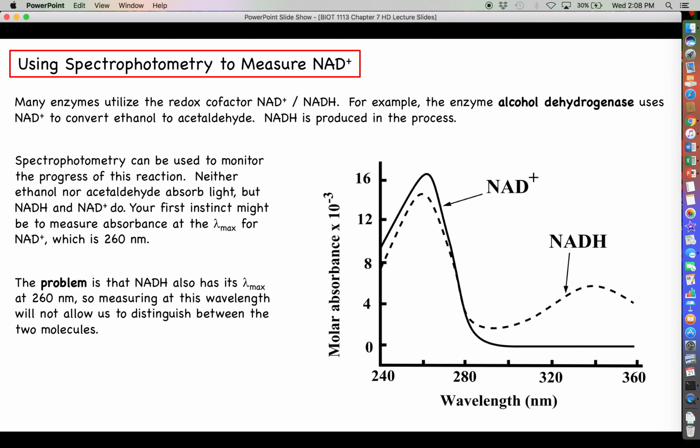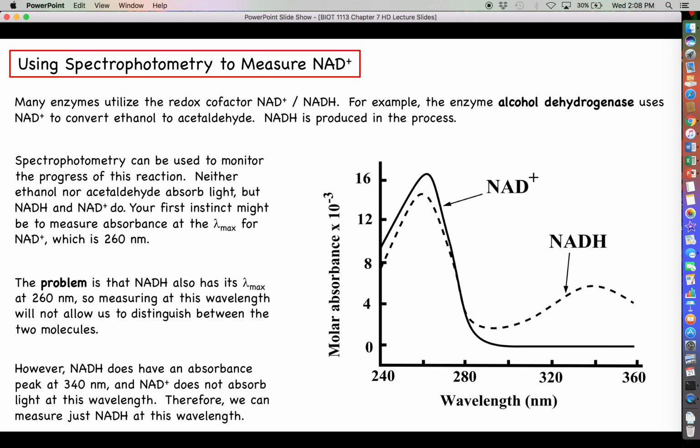So if NAD+ gets converted into NADH, and they both absorb exactly the same at 260, then we're not going to be able to monitor the progression of the reaction, because the absorbance is always going to stay the same, regardless of whether it's NAD+ or NADH. The absorbance should always be the same because the total concentration of both NAD+ and NADH should never change. So the conclusion we can make here is that measuring at 260 nanometers will not allow us to distinguish between NAD+ and NADH because they both absorb at that wavelength.